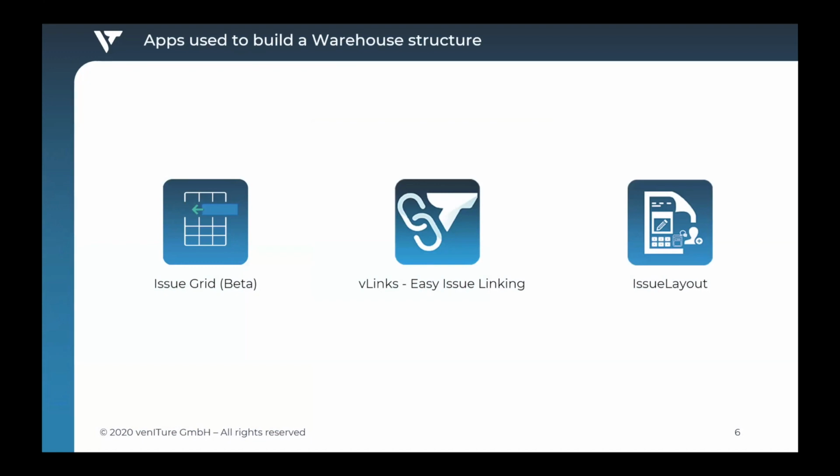To build our warehouse structure, we use three apps. In this case, we use Issue Grid, which is currently in beta and hopefully will be released soon, and which draws the table from Excel within Jira. With V-links, we create the link dependencies, and with Issue Layout, we make the view of the issue easy and reduce information which is not useful.